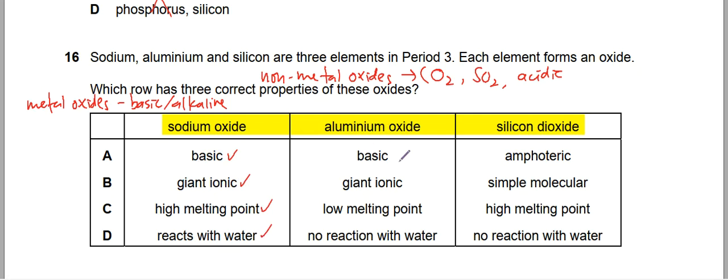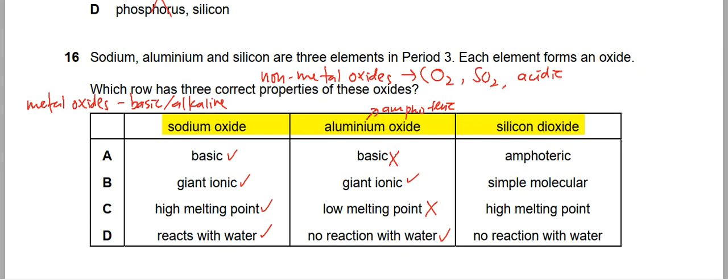Aluminium oxide, we know that is amphoteric, so basically it reacts with both acid and alkali, so this is no. Giant ionic, yes, an ionic compound. Low melting point, no. Ionic compounds have very high melting points. No reaction with water, because aluminum oxide is very stable and is insoluble in water.